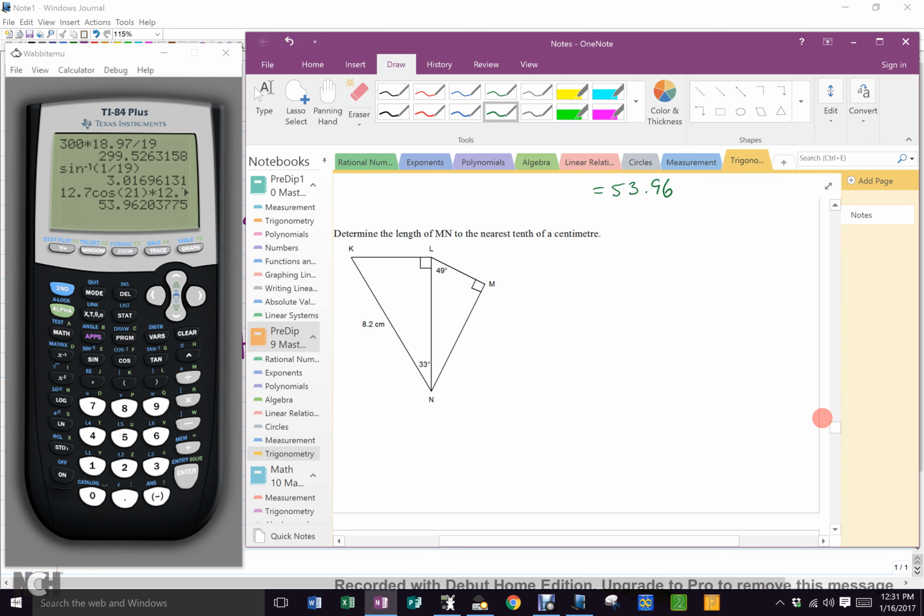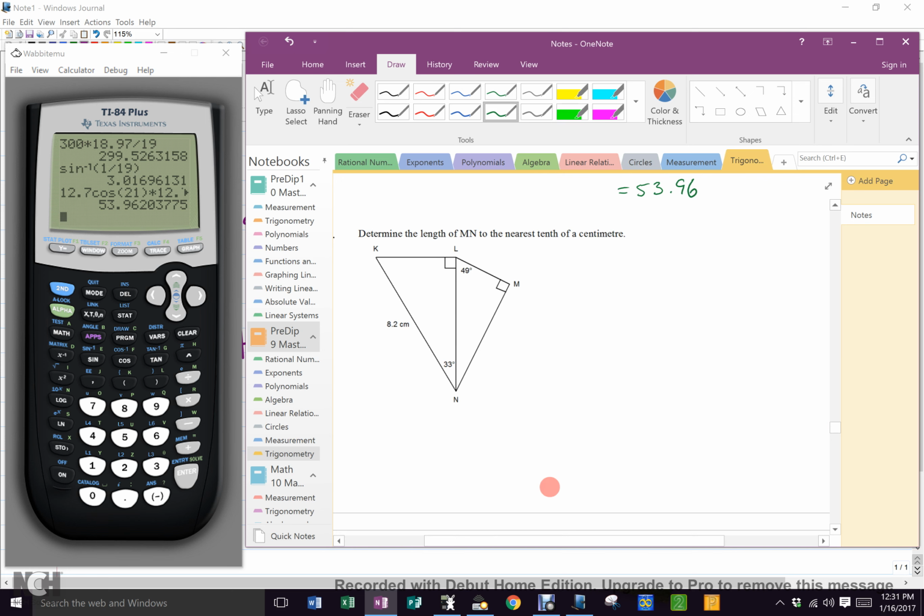So let's look at this next question. When we get to the next question, you guys have already done something like this. What am I trying to find? MN, which is right here, yes? There is MN. I have made it green.